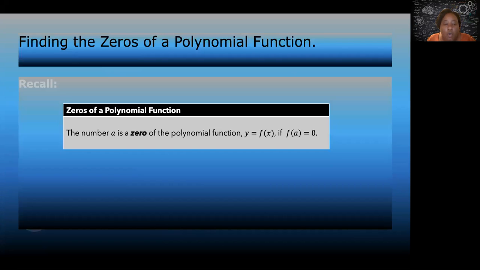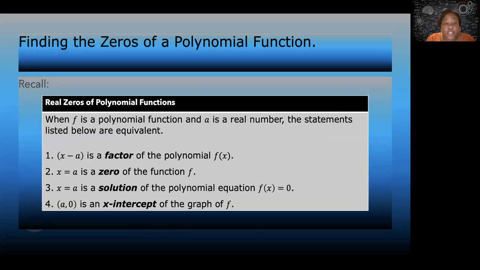First, we want to recall the number a is a zero of the polynomial function if f of a equals 0. Next, given the conditions, f is a polynomial and a is a real number, the below statements are equivalent. x minus a is a factor of the polynomial f of x. x equals a is a zero of the function f. x equals a is a solution of the polynomial equation f of x equals 0. And a comma 0 is an x-intercept of the graph of f.